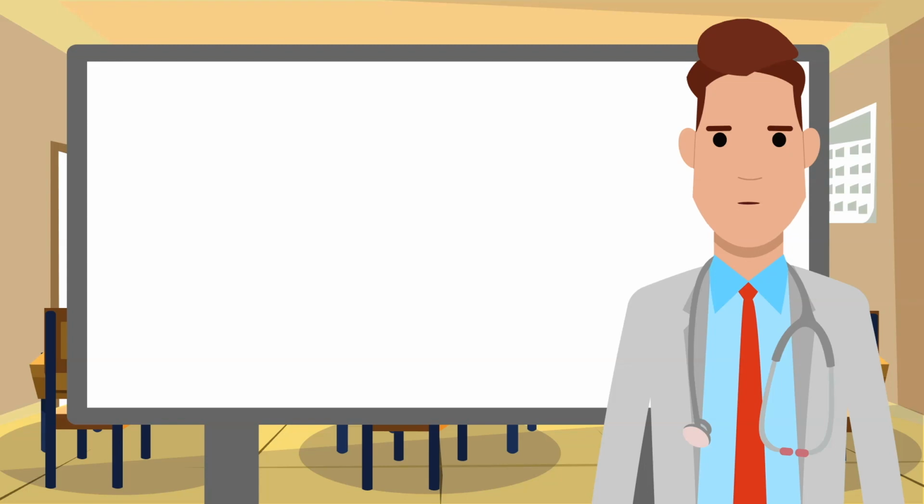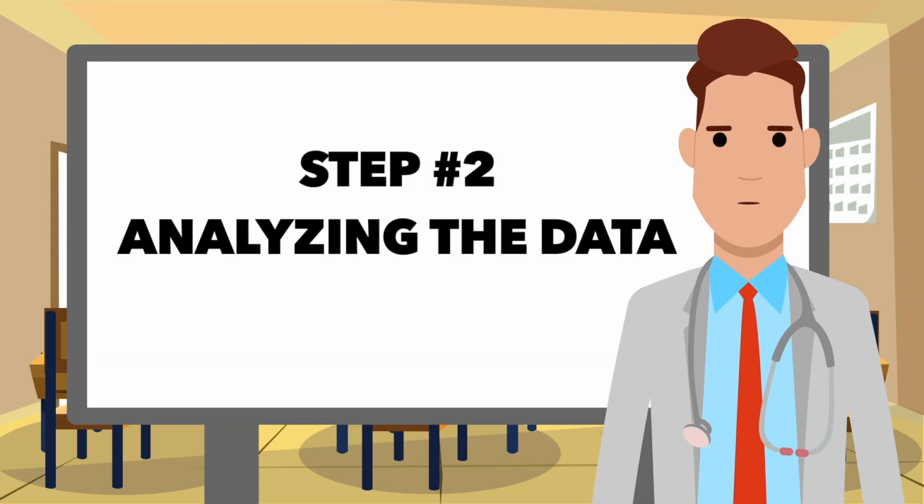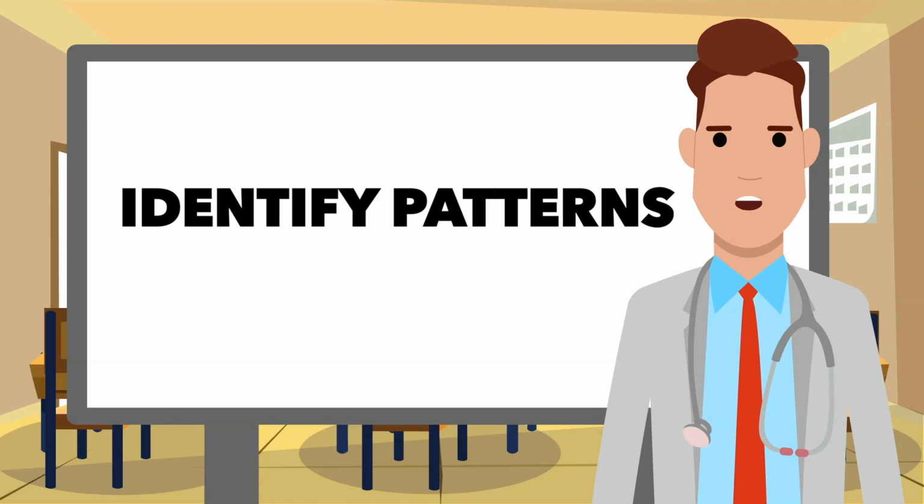Step number 2, analyzing the data. Once the data has been collected, it can then be analyzed and interpreted. The goal is to identify patterns in the individual's behaviors that correspond to certain situations or settings. These patterns can help to uncover what may be reinforcing or maintaining the undesired behavior.